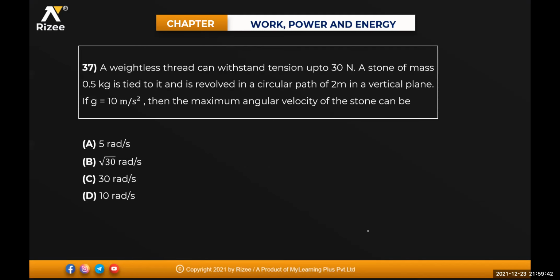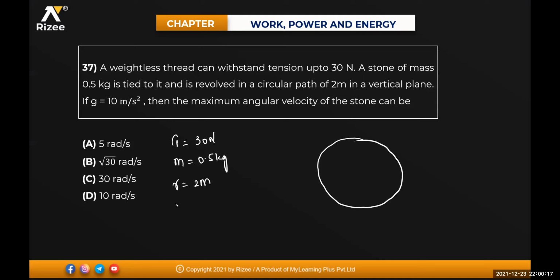Next one. A weightless thread can withstand a tension up to 30 Newton. A stone of mass 0.5 kg is tied to it and is revolved in a circular path of radius 2 meters in a vertical plane. If g value is 10 meters per second square, then the maximum angular velocity of the stone will be equal to how much? Tension is 30 Newton, mass of the stone is 0.5 kg, radius is 2 meter, g is 10 meter per second square.